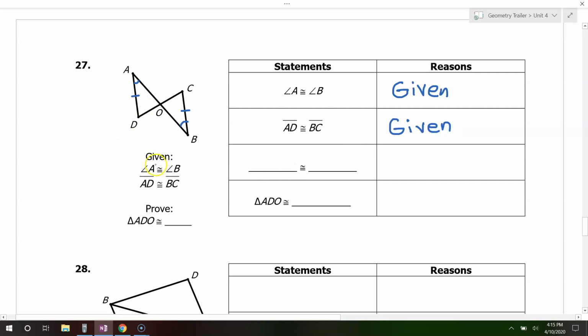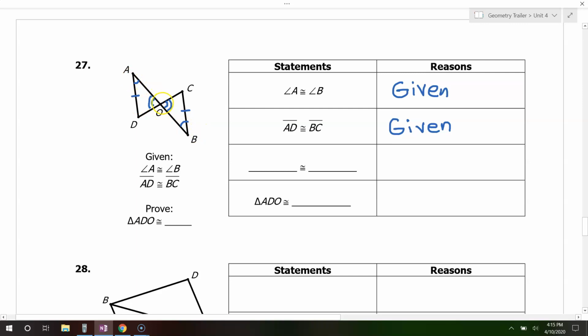Now, what else can we mark? Just because of the way the picture looks, we can mark vertical angles congruent. All right, these angles are vertical angles because they're right across from each other. See the X? And vertical angles are always congruent. So that's what goes on the next line. Please do not say angle O is congruent to angle O. You're going to have to use the three-letter name.